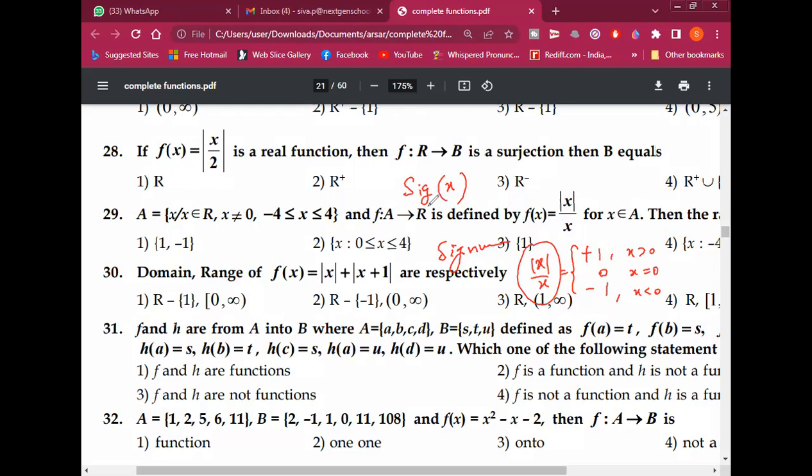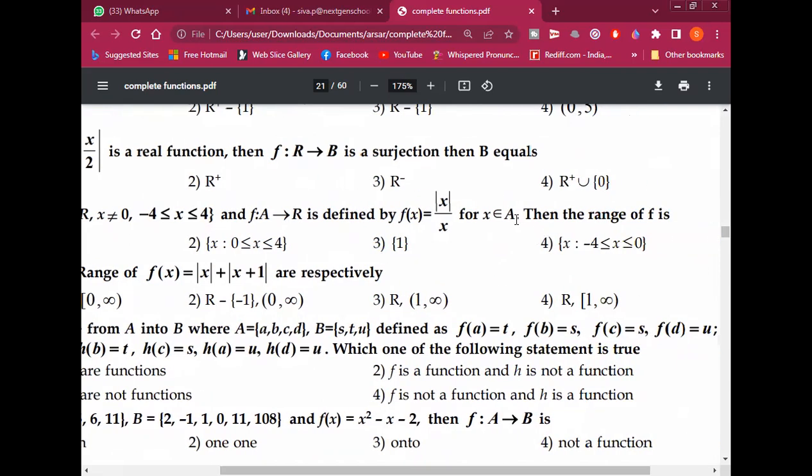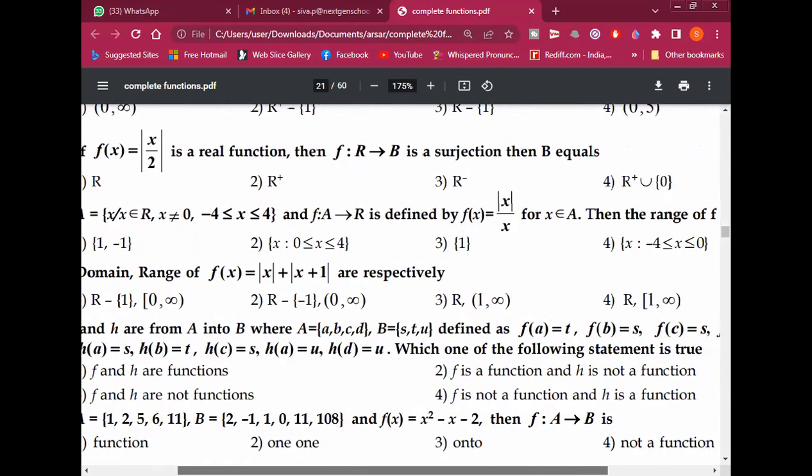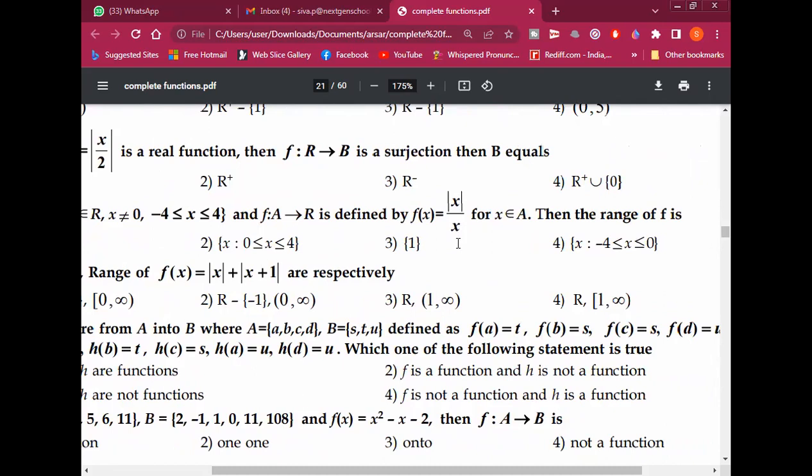Actually, here it was not the signum function because he didn't say anything about this function mod x by x, and he simply says x belongs to A, and he already says x is not taken as 0. But the signum function has the value 0 for x equal to 0. He told us not to take the value 0 for x, so it was not the signum function. It's some other function, defined as mod x by x.